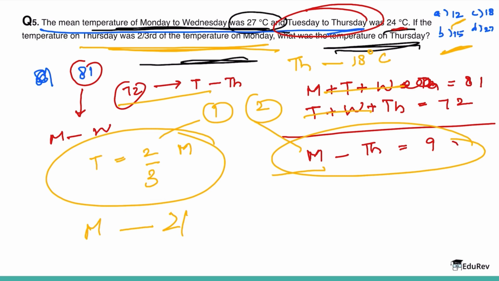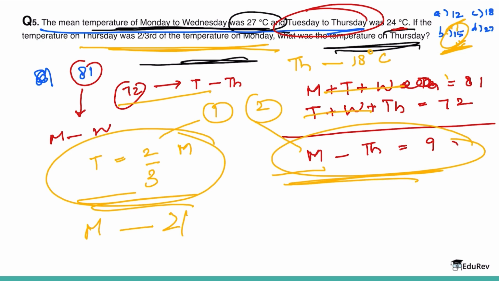Similarly, if I take 15, then 15 by 24, because if the option is 15, then my Monday's temperature is going to be 24. Because 15 is the temperature of Thursday. If Thursday's temperature is 15, then automatically through any of these two equations, my Monday's temperature is going to be 24. So 15 by 24 is not 2/3.